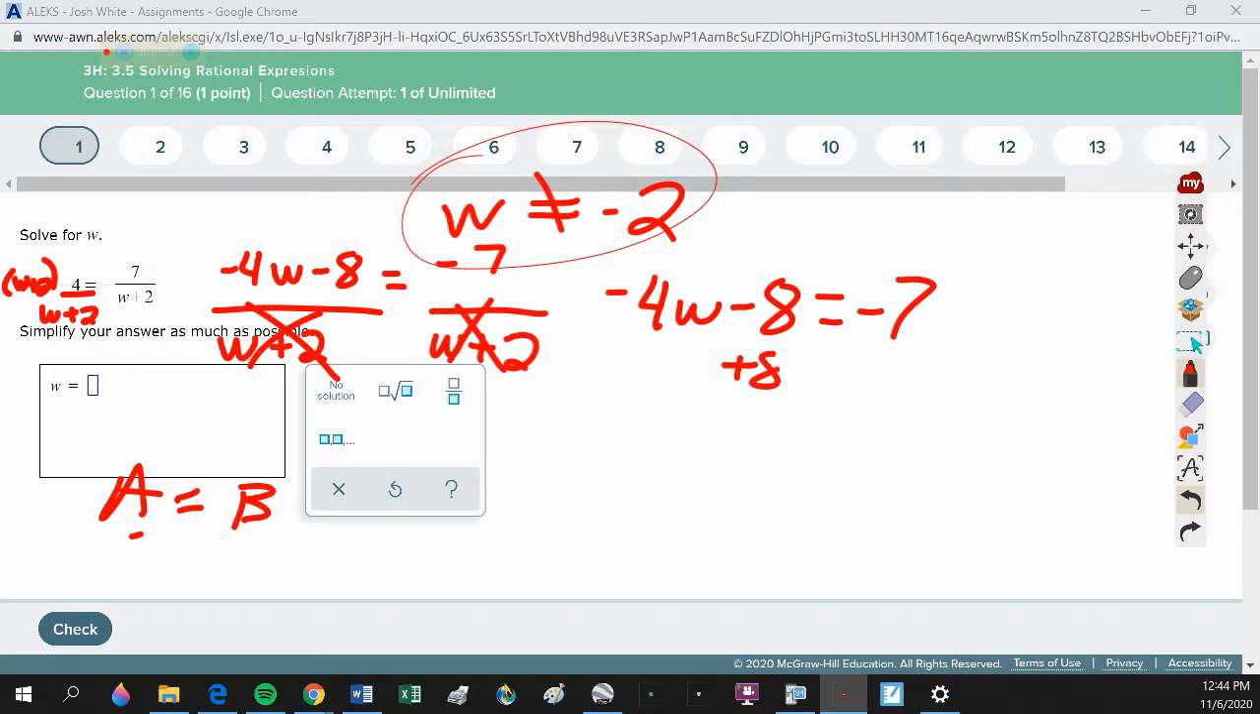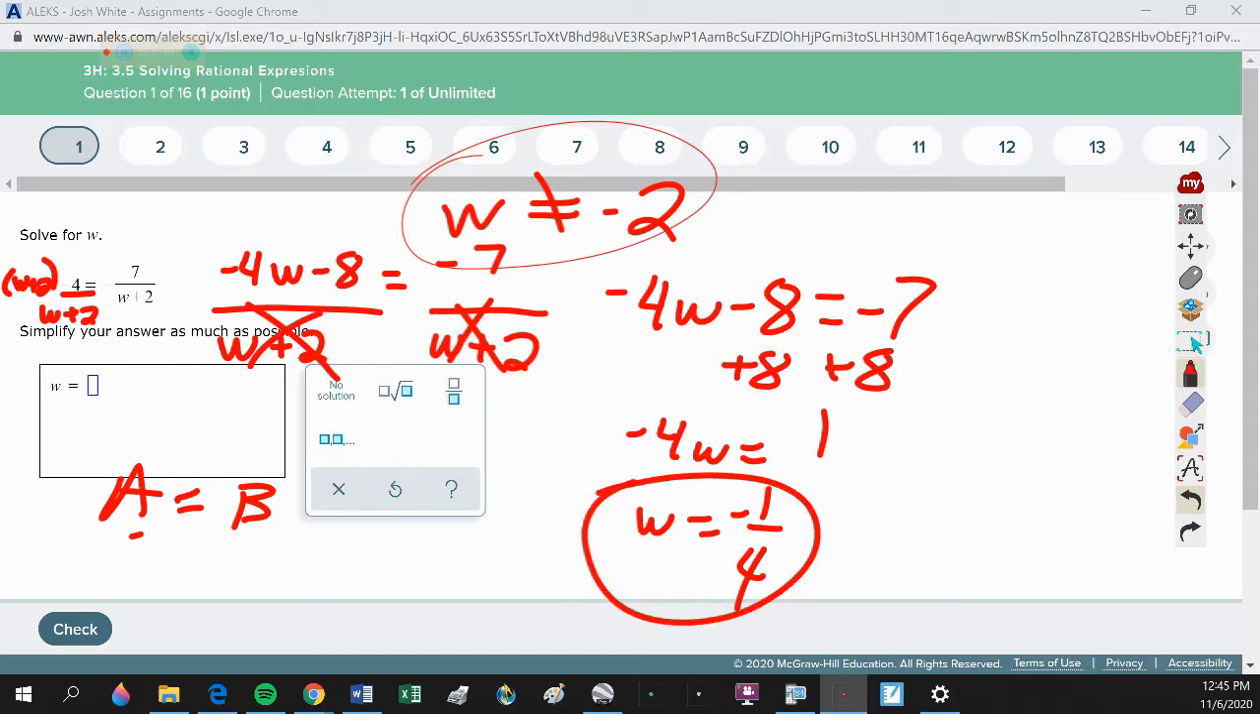So we add 8, -4W equals 1, divide by 4, W is -1/4. Is that okay? Yes, because it's not this. Okay.